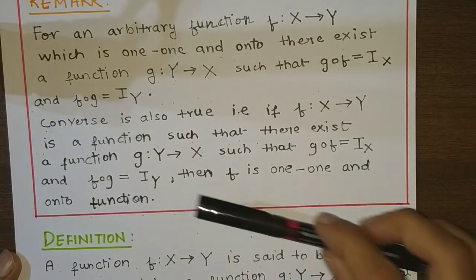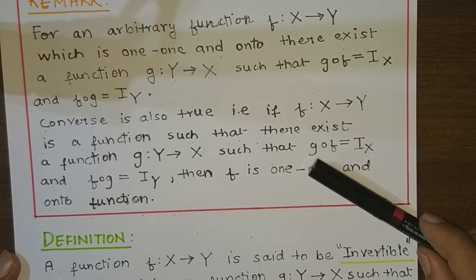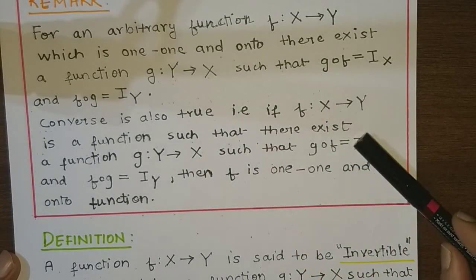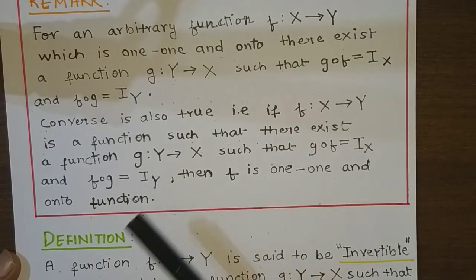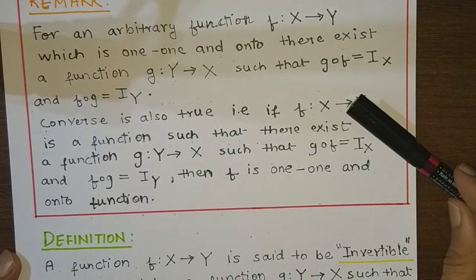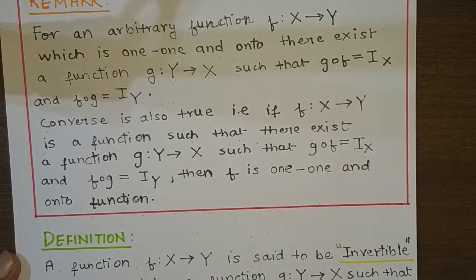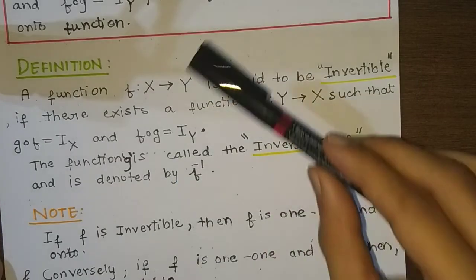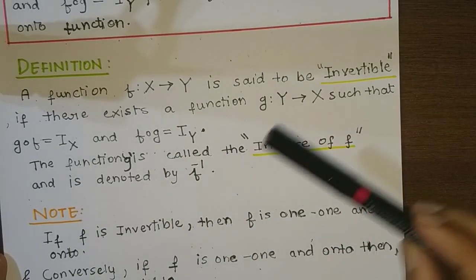So that is, if you have a function f from x to y such that you have a function g from y to x which satisfies g composition f is equal to I suffix x and f composition g is equal to I suffix y, then the function f here will be 1 1 as well as onto.